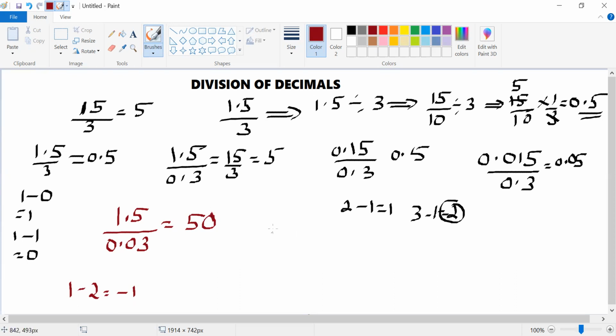Now, if the question is 15 divided by 0.03, numerator 0 decimal places, denominator 2 decimal places, 0 minus 2 is -2. So you have to add 2 zeros. 500 will come. Clear?